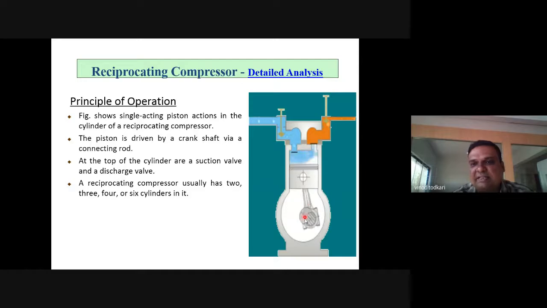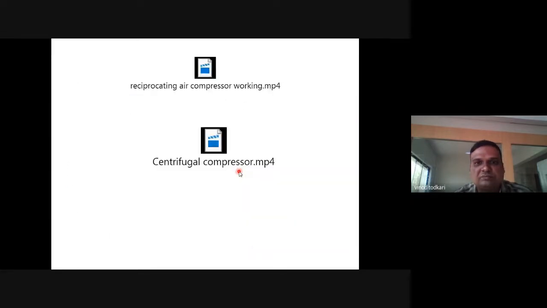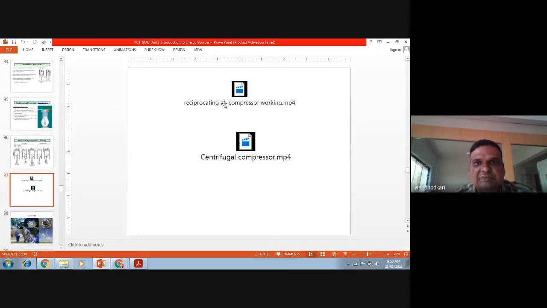This piston is driven from the crankshaft, right? There is a crank which rotates on the crankshaft. This is connecting rod. This is totally called the cylinder. This is called the piston. This is intake valve, the inlet valve. This is delivery valve. Okay. We'll see an animation so that the concept will be clear to you.